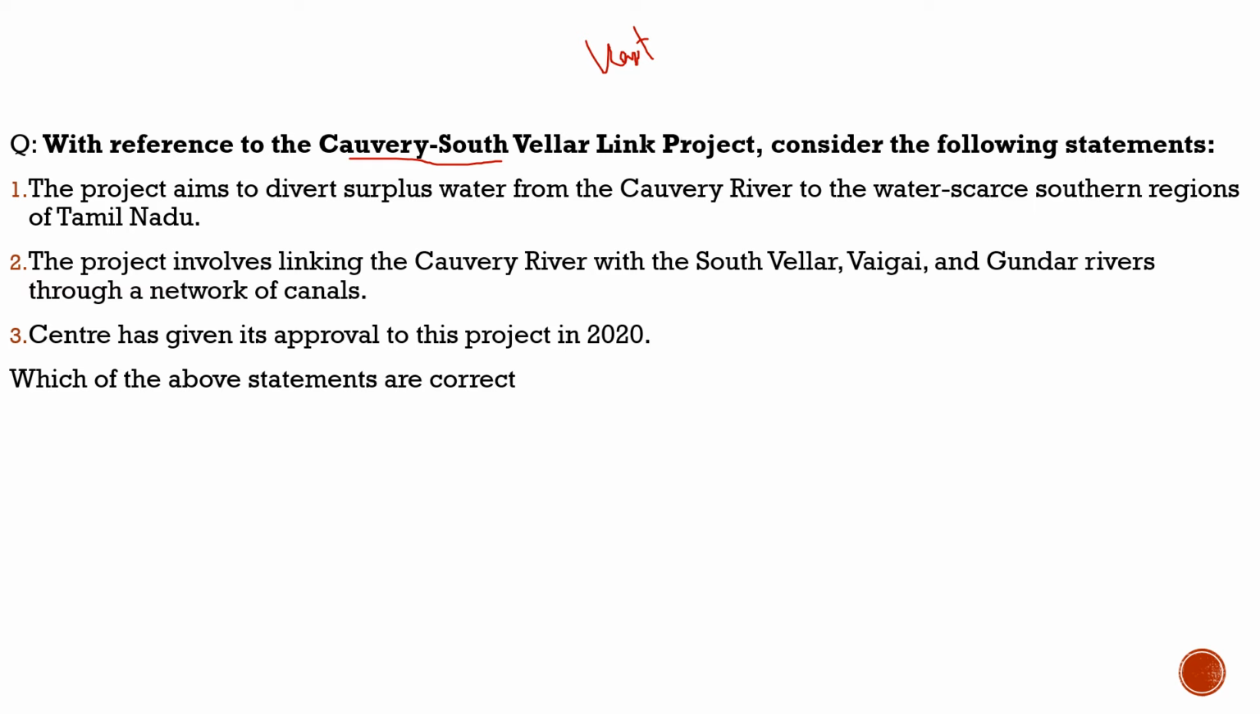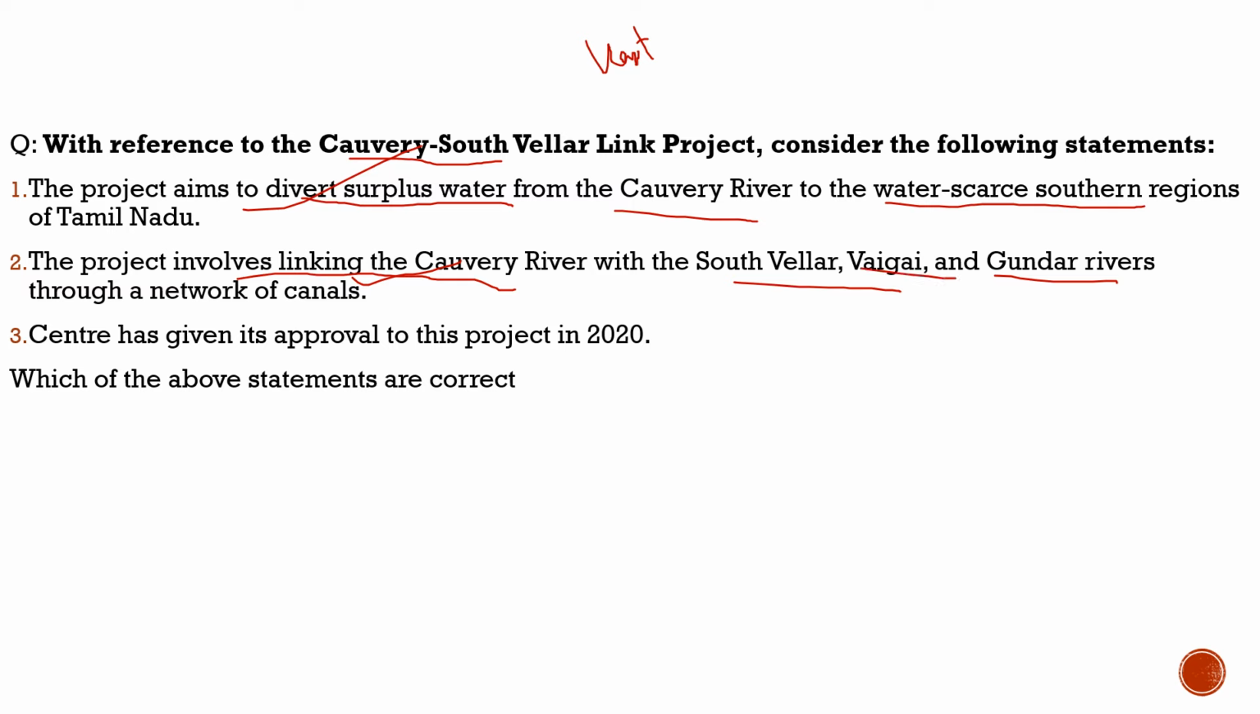Here the question says, with reference to the Cauvery-South Vellar link project, consider the following statements. First statement, the project aims to divert surplus water from the Cauvery river to the water-scarce southern regions of Tamil Nadu. 100% correct. Second statement, the project involves linking the Cauvery river with the South Vellar, Vaigai and Gundar rivers through a network of channels. 100% correct. These are the rivers associated with it: South Vellar, Vaigai, and Gundar.